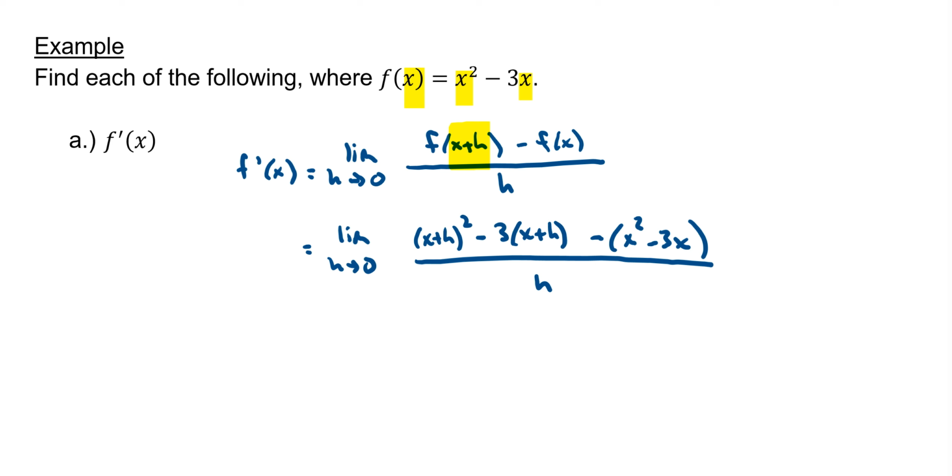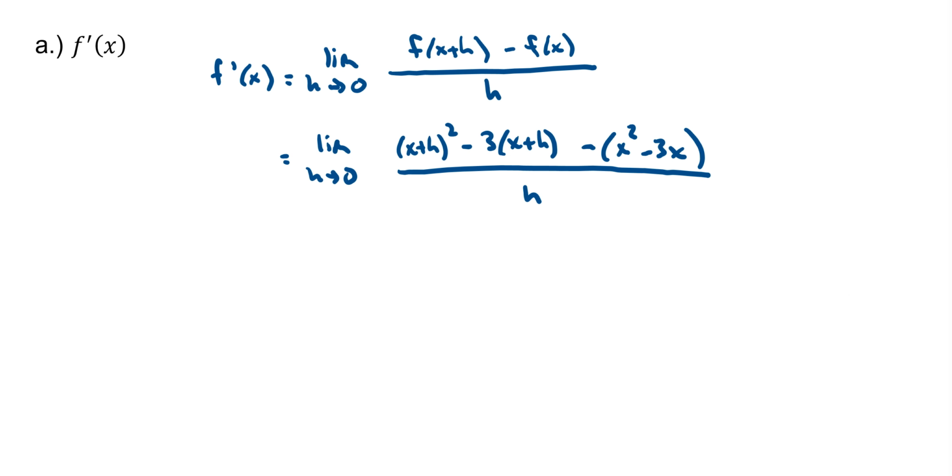So right here on the left, let me highlight it. This part is f of x plus h. And then this part on the right is f of x. And then all we have to do here is simplify that numerator, which sure looks a little bit messy. We're going to simplify the numerator and then do direct substitution. Because remember, direct substitution is not going to work. We're going to get 0 over 0.